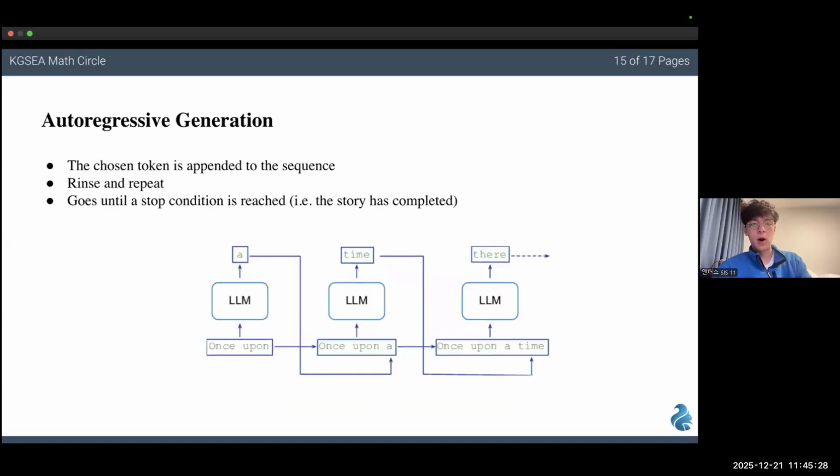So now I'll explain autoregressive generation, which is a technique that LLMs use to generate a piece of text sequentially. Once you've gone through one iteration of the sequence and found the probability that the token comes next, you'll select that high probability token and then append that to the existing sequence. And that step will rinse and repeat, one token at a time, one word at a time, until a certain stop condition is reached. For example, if you're generating a story, then the story has completed.